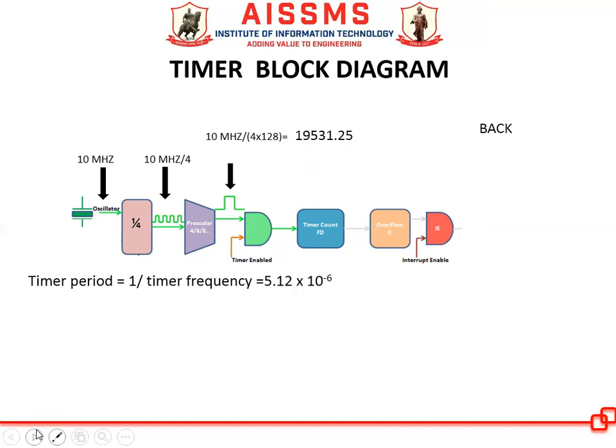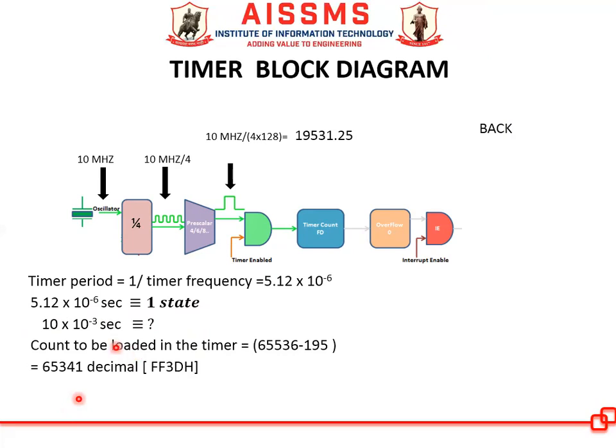So if we plan to find out a delay of 10 milliseconds, 5.1 times 10 raised to minus 6 seconds corresponds to one state. So 10 into 10 raised to minus 3, that is 10 milliseconds, will correspond to how many states? If we calculate that, it comes out to be 195. That means that when this timer with a prescaler of 128 and oscillator frequency of 10 megahertz counts 195 states, it will take 10 milliseconds. This is what is meant.